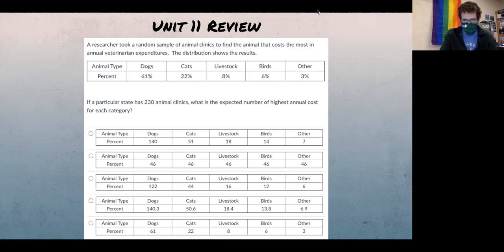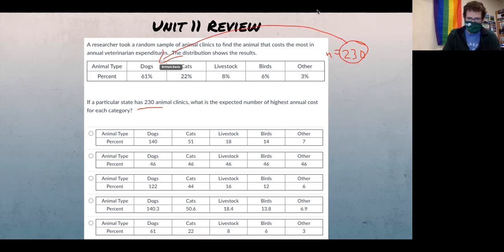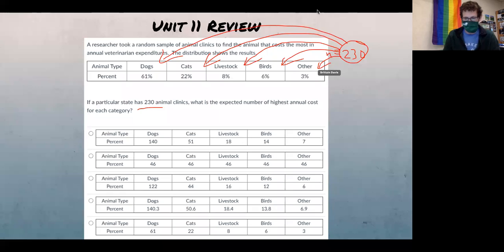And really the way we did this, just in case someone was confused even beyond that, since there are 230 in our sample size right here, I just take 230 and multiply that number by all these different proportions. So 230 times 61%, 230 times 22%, and so on, and you get all your expected counts.